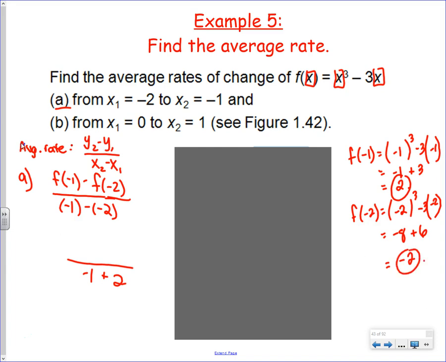What am I going to do with these two y values? Plug them in, plug them in. f of negative 1 is 2. f of negative 2 is negative 2. Name of the game is now just simplifying. Negative 2 minus a negative 2. That's 2 plus 2. That's 4, all over 1. It's 4.